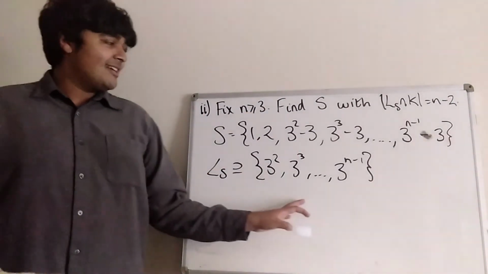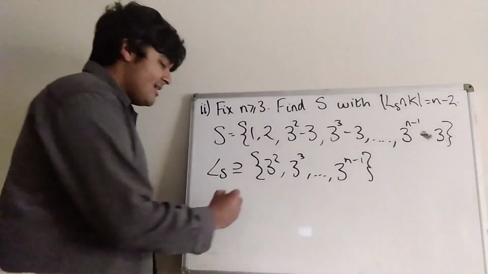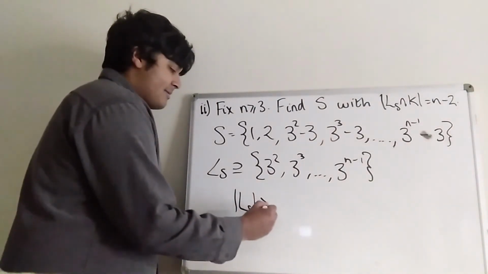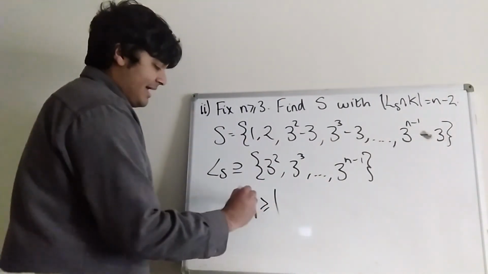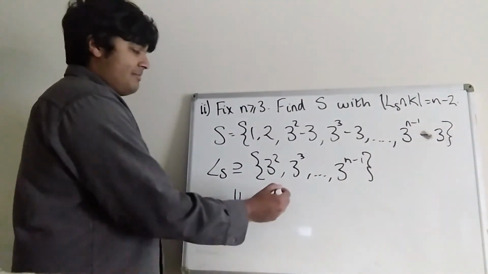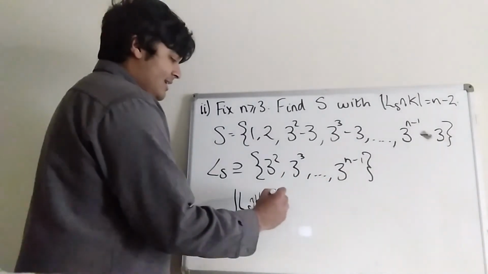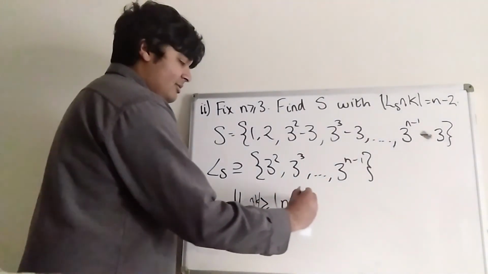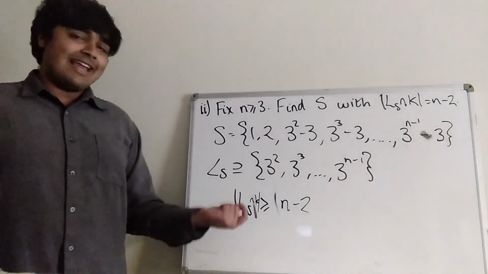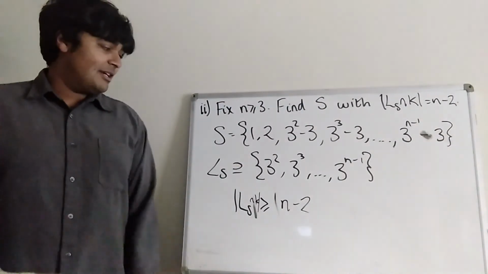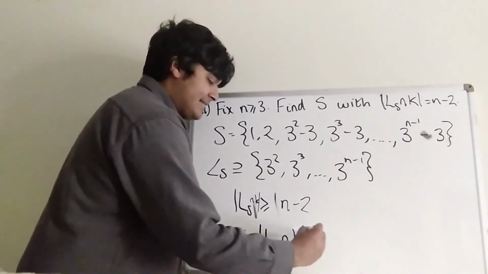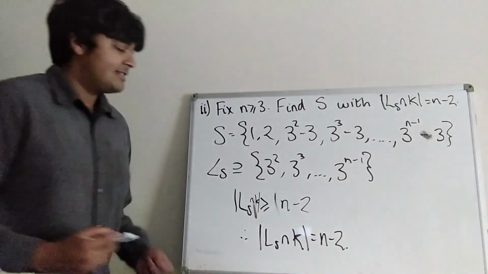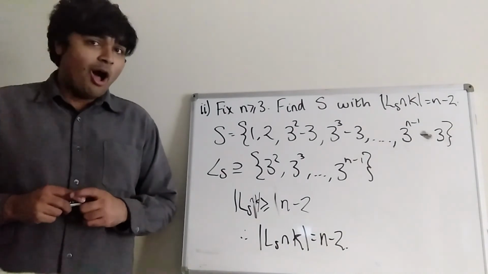Anyway, Ls certainly contains all these elements here, and notice that all of these guys here are powers of 3, so Ls intersect K is certainly going to be bigger than or equal to the size of this set here, which is just n minus 2. But from the argument we just had, Ls intersect K must be at most n minus 2, and therefore Ls intersect K is exactly n minus 2. And that solves part 2.